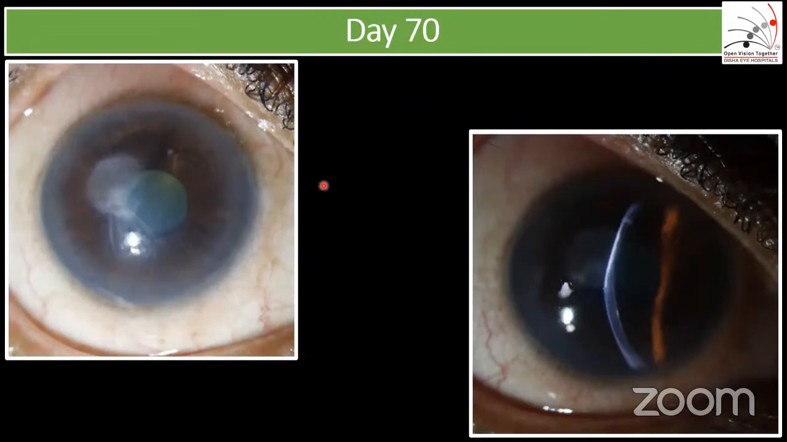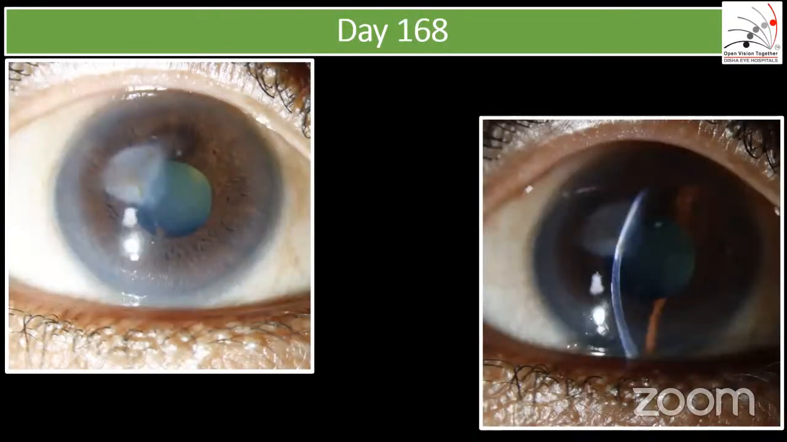So this was almost 3 months after the initial presentation, and you can see a scar has formed with the formation of a cataract. This is almost 6 months after the initial presentation, in which there is a well circumscribed scar which is just slightly off the visual axis. She was being planned to undergo cataract surgery, however, she was lost to follow up.